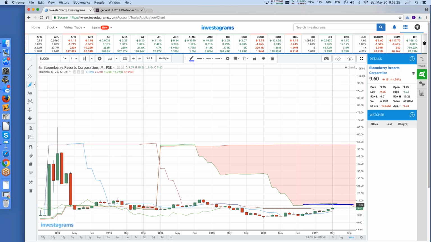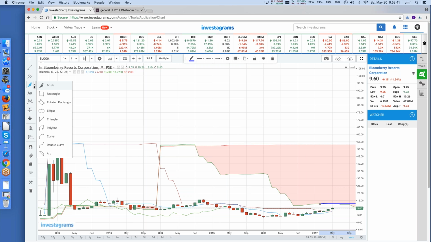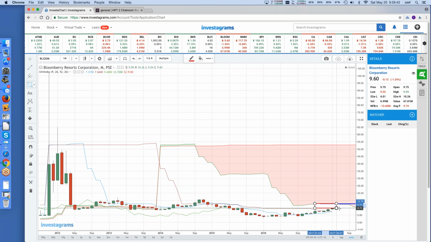Your nearest resistance is the Senko span A, which is at the 13 peso level. This is your Senko span A, 1278 level. So here, this is your area where you can still make a profit. The current price is 960. From 960 to 1270, that is still a good gain.